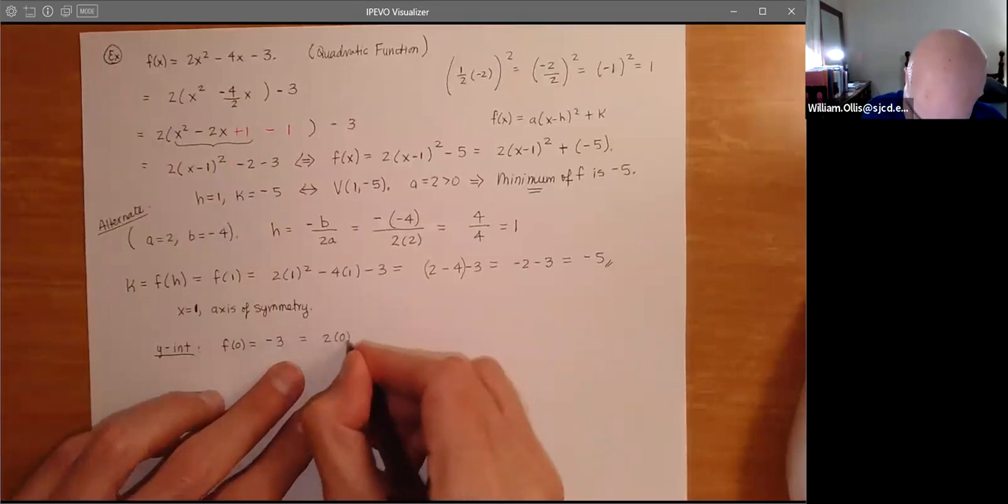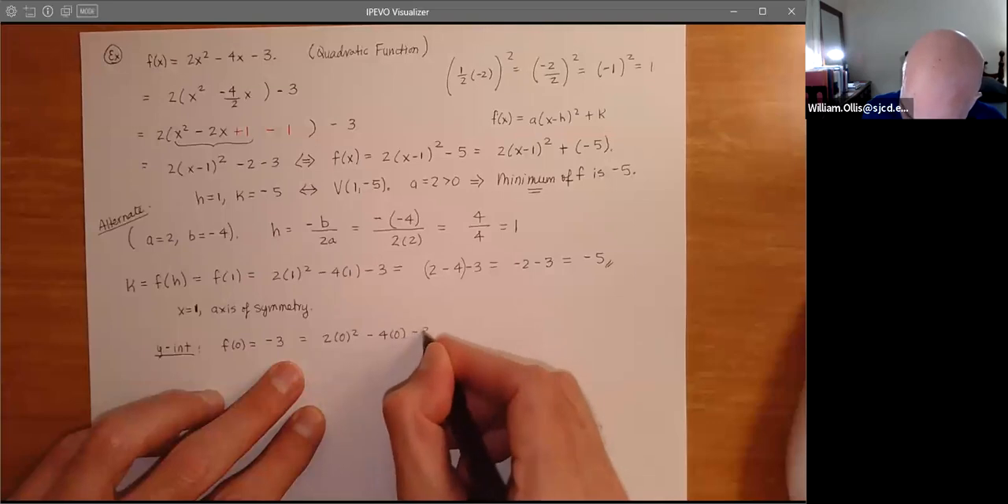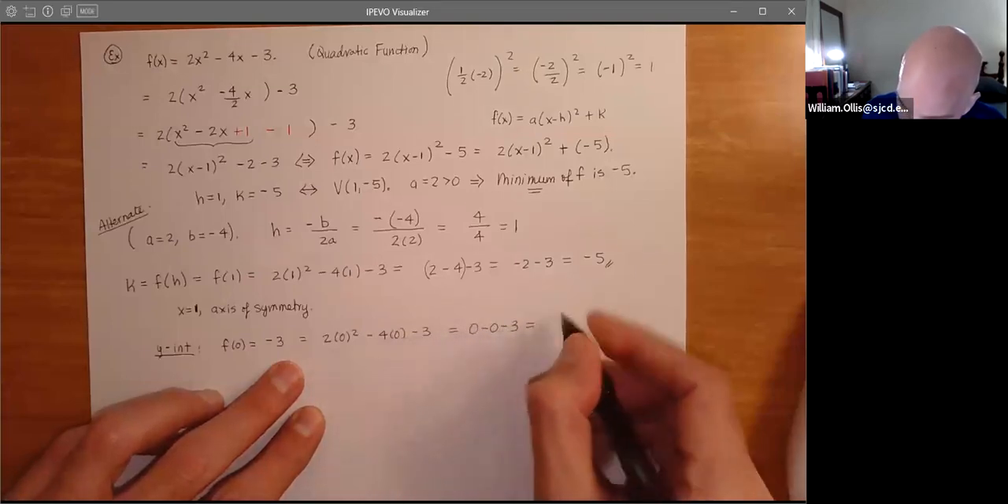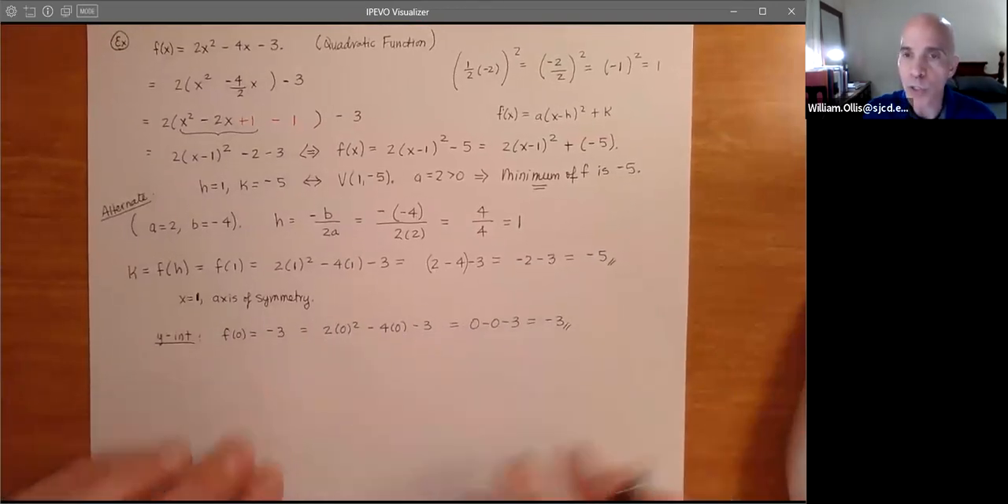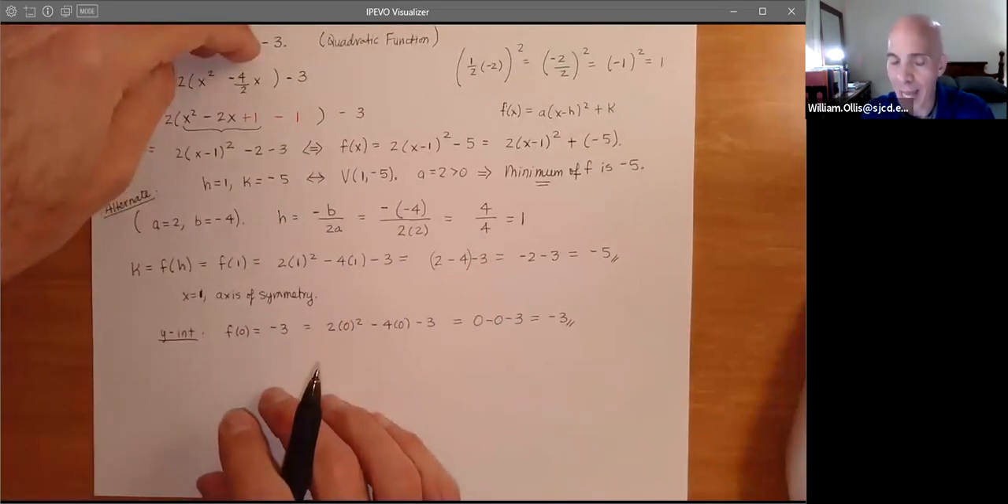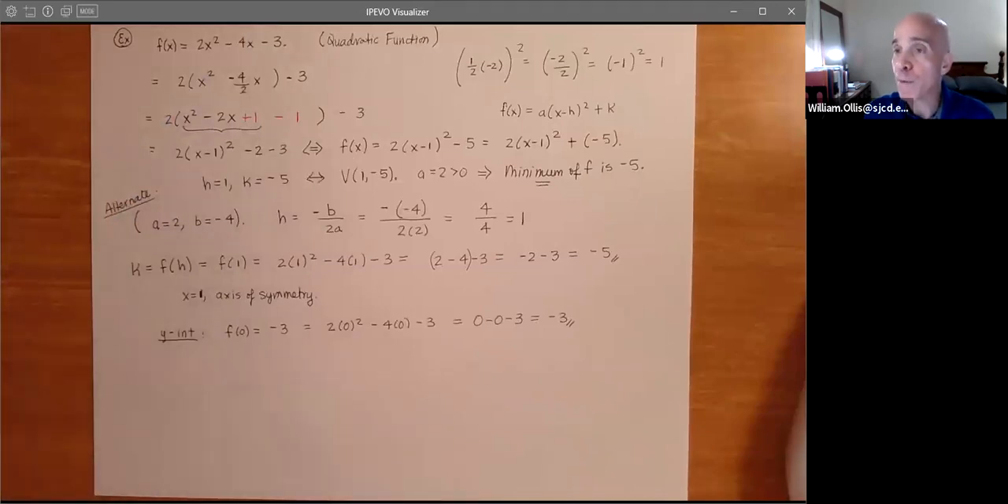2 times 0 squared minus 4 times 0 minus 3. 0 minus 0 minus 3. That's just kind of beating it up, but that's exactly what's going on. So when you do the y-intercept and you're saving time, those 0 out, those are annihilated. The only thing that's left is the c. So this form is terrific for y-intercepts.